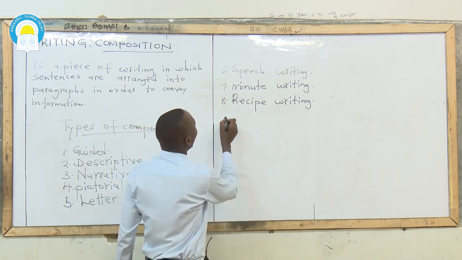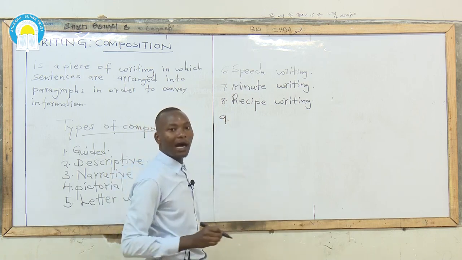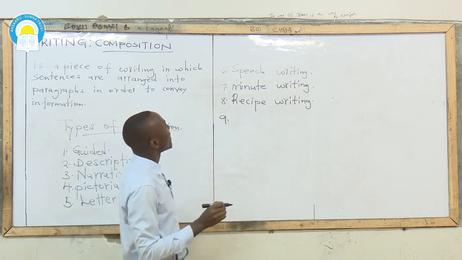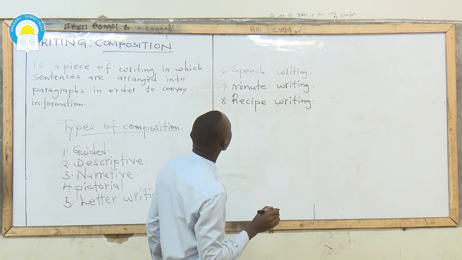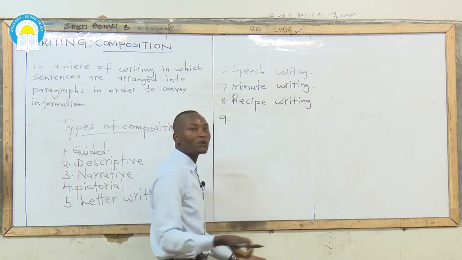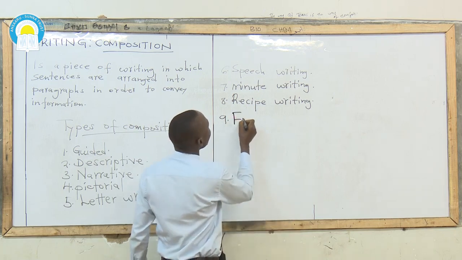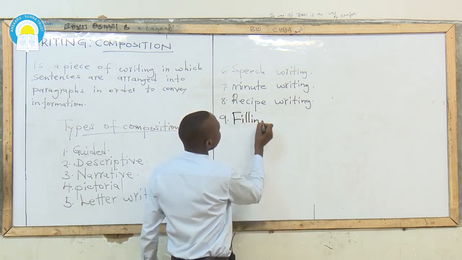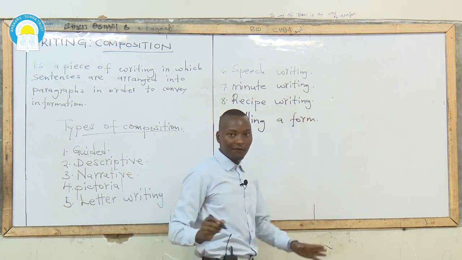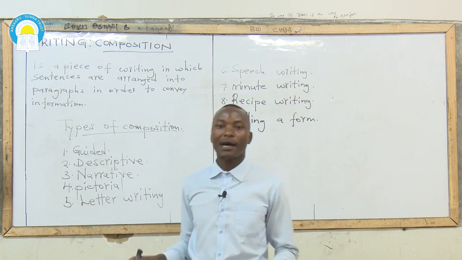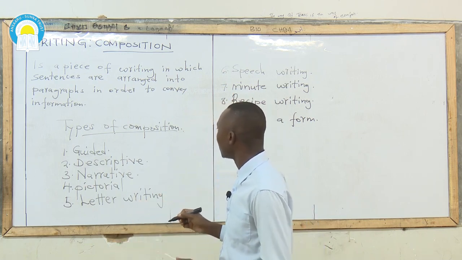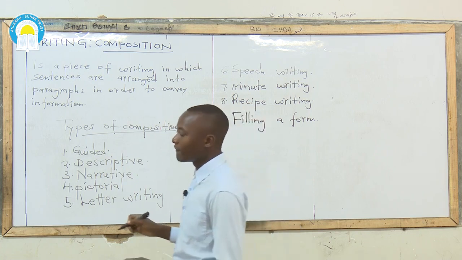I have talked about speech writing, minute writing, recipe writing, then finally we can talk about filling a form. So these are just a few examples of compositions that are learned in primary school, most especially in the senior upper classes 6, 7, and 8.